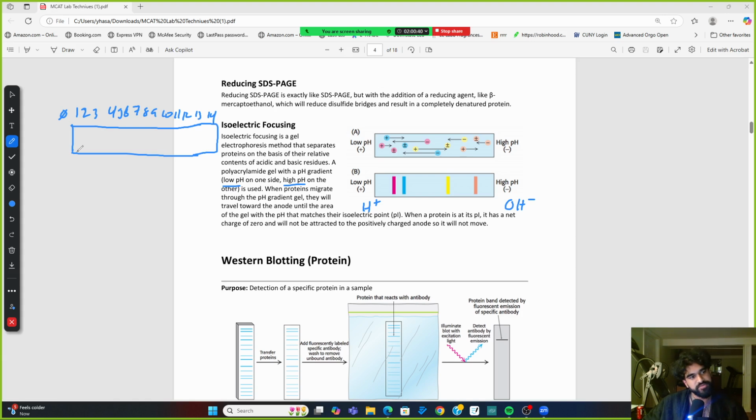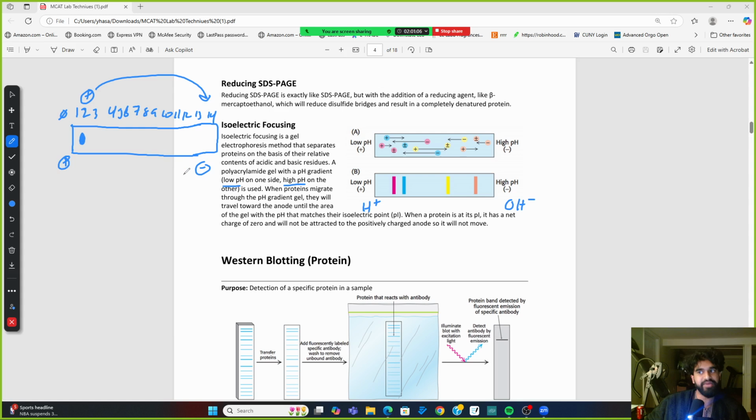Let's say that we dropped a bunch of proteins. This is the positive terminal. This is the negative terminal, right? Let's say we took a bunch of proteins and we dropped them right here. They're obviously going to get protonated. The side chains are going to get protonated and they're going to be positive, correct? Since they're positive, they're going to start migrating to the negative terminal.